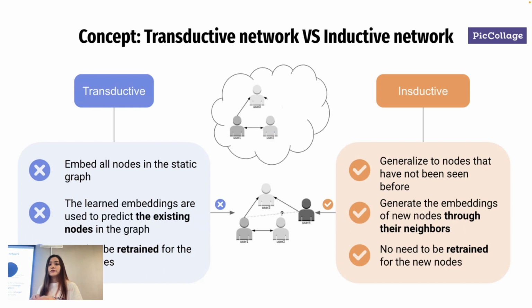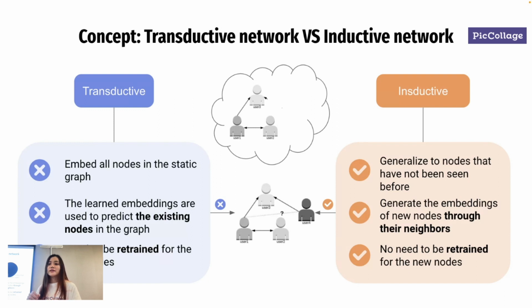Here is the first important concept of GNN: whether the model is transductive or inductive. What is transductive? The model embeds all the nodes in a static graph, and the learned embeddings are used to predict only the nodes existing in the graph. If there is a new node that the model didn't see before and we try to add it to the graph, we need to retrain on all the nodes. That is transductive, so theoretically it is practically not good to use.